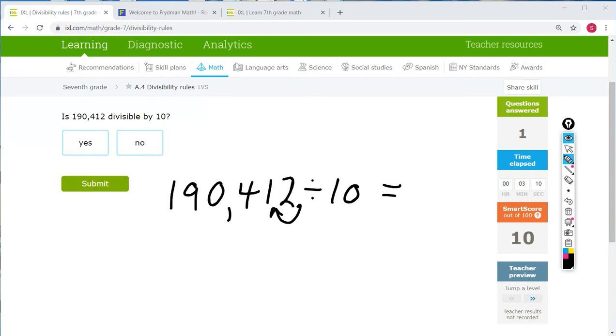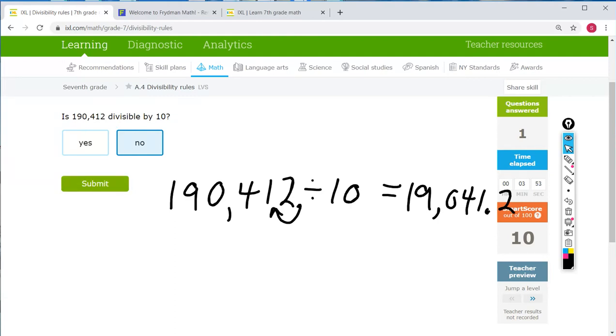And our answer would be 19,041.2. So you see, we would get a point something at the end. It would not be a whole number. And that means that 10 does not go nicely into 190,412. So this number is not divisible by 10. So we will click on no. And again, an easy way to check if a number is divisible by 10 is just look at the very last digit. It must be 0 for the number to be divisible by 10.